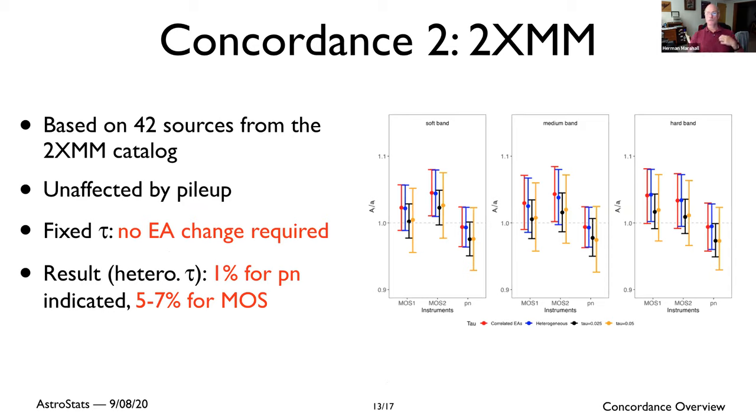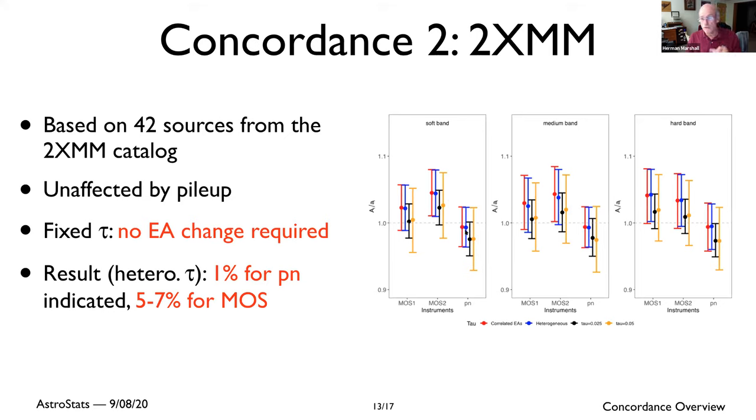For the XMM cross-cal sample using the catalog sources, when we finish the results for the fixed case, which are the goldenrod and black, you can see that the error bars all overlap one for the soft band, so you would say no need to bother changing effective areas. But once we included the heterogeneous tau values and the correlation between the soft band and the medium band and the hard band, you start to see that all of the MOS effective area estimates rise up, and it looks like there is an indication of a correction factor needed for the MOS compared to the PN, which drifted up toward essentially no correction after looking at the correlations, and using the priors and the estimates of the uncertainties in those priors.